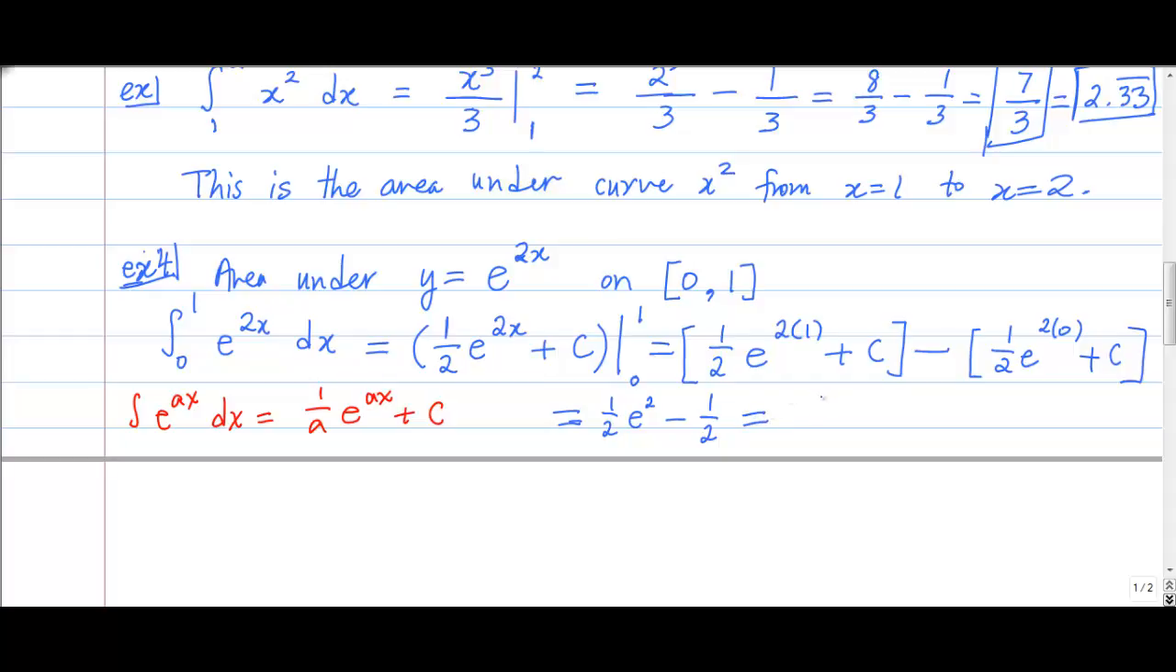If you check the answer in your book, it might be written like this. Maybe they've combined the fraction and done e squared minus 1 over 2. Okay, so this is an acceptable answer, and this is an acceptable answer.